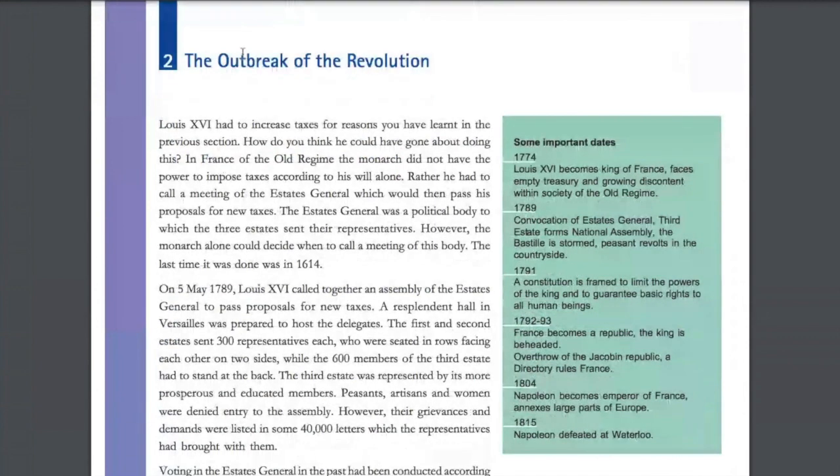The outbreak of revolution. So what do you understand from this paragraph?